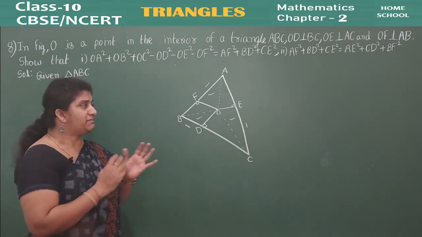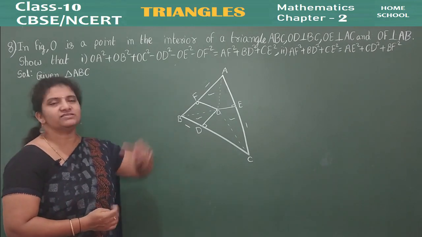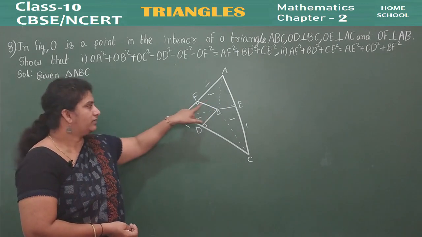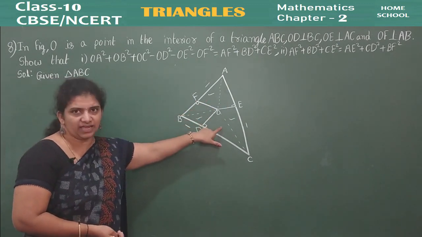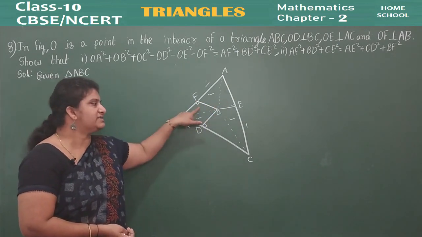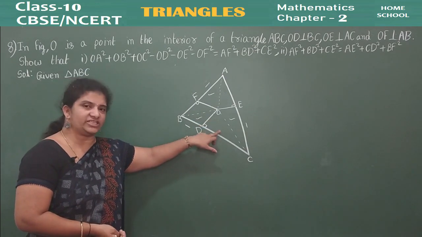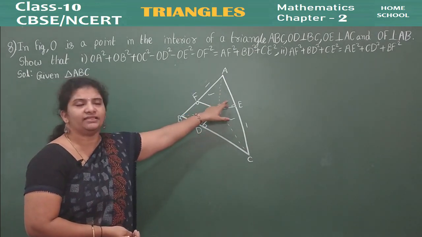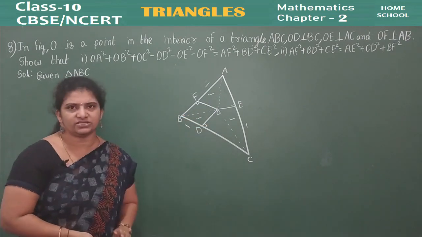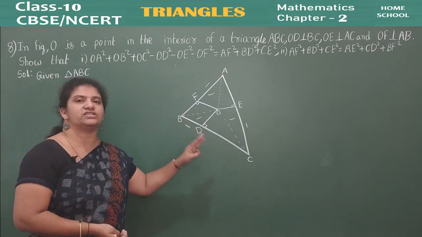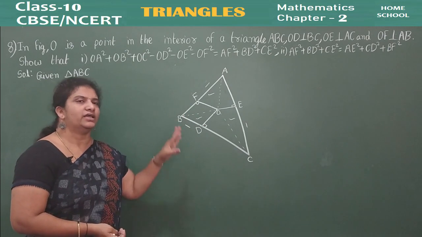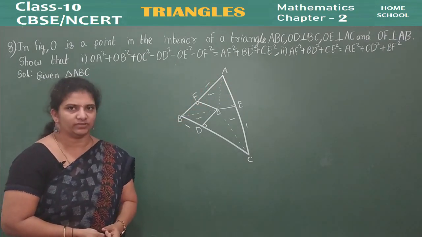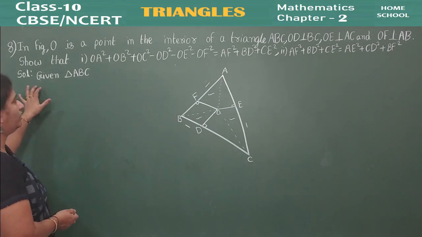Similarly, for the second sub question, what do you need to do? Take this triangle and this triangle. By Pythagoras theorem, you are going to get again three equations. If you add these three equations, you are going to get the proof of your second sub question. Okay, let's start our solution here.